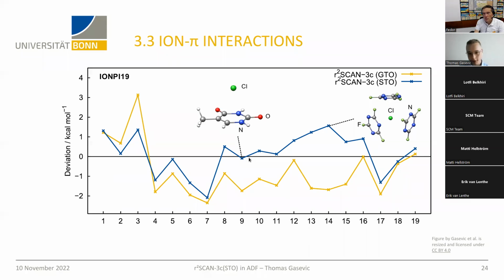Now looking at this plot, we see that especially in the systems over here, we get way better results with the STOs. This is also visible in the MAD. In general, we also saw in other benchmark sets that pi interactions are really well described with the STOs.